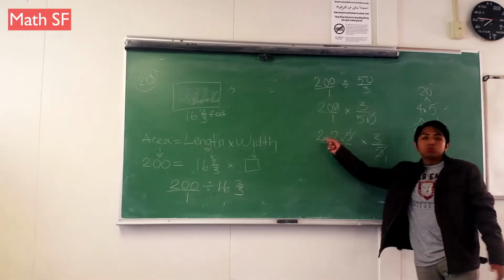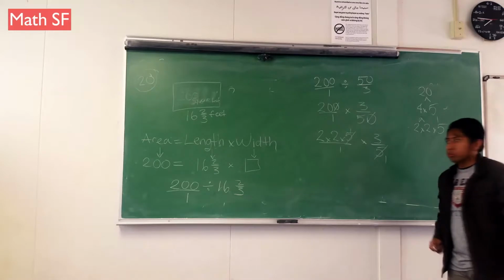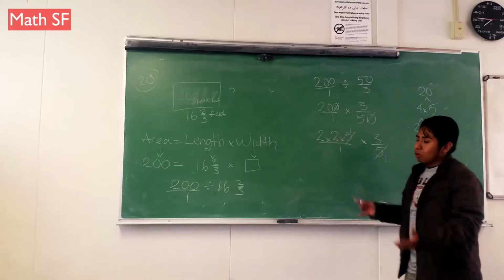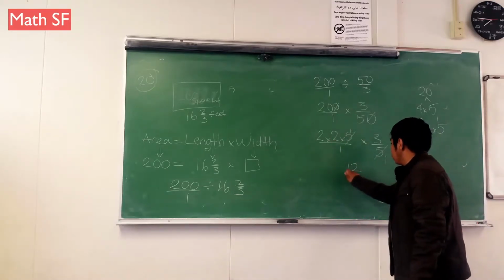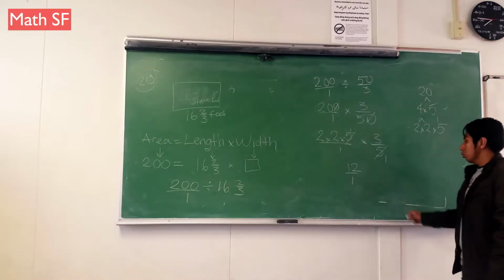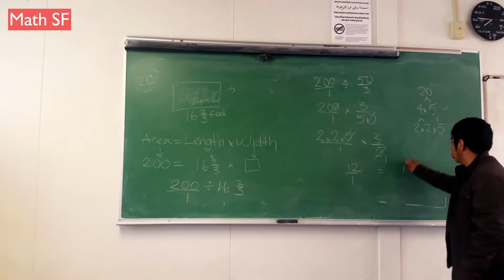Therefore, our answer should be 2 times 2 times 3, which is going to give us, well, 2 times 2 is 4, times 3 is 12 over 1. But 12 over 1 is actually 12. So our final answer should be 12.